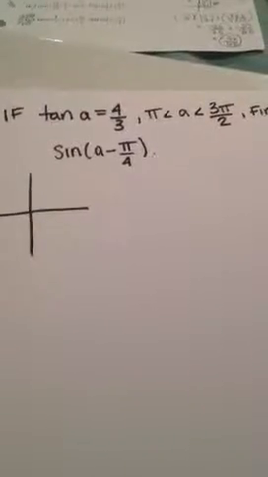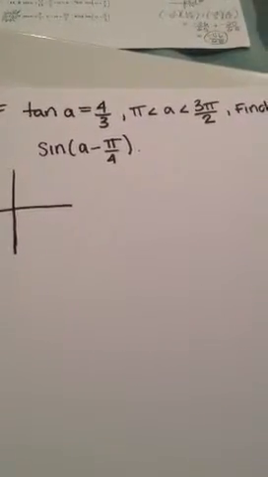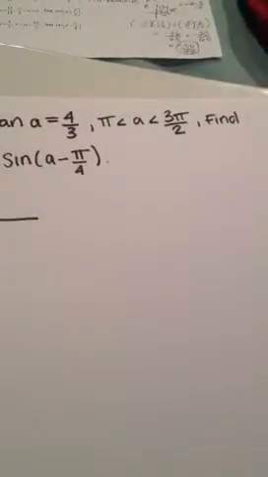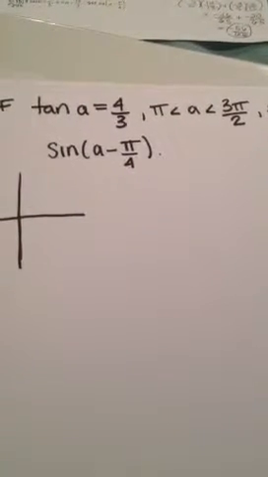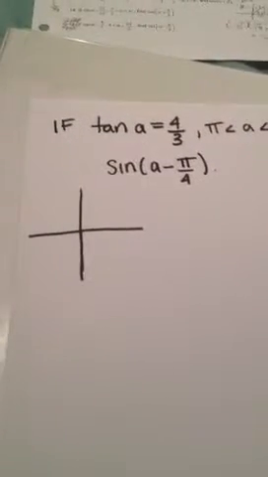If tangent of A equals 4/3, with A between pi and 3 pi over 2, find sine of A minus pi over 4. So what you want to first figure out is where tangent A equals 4/3 is at.